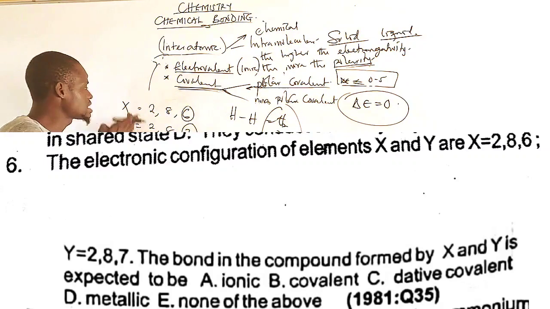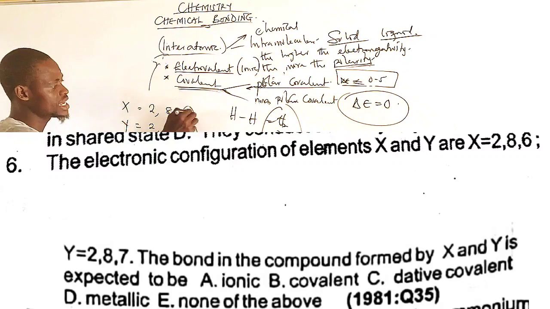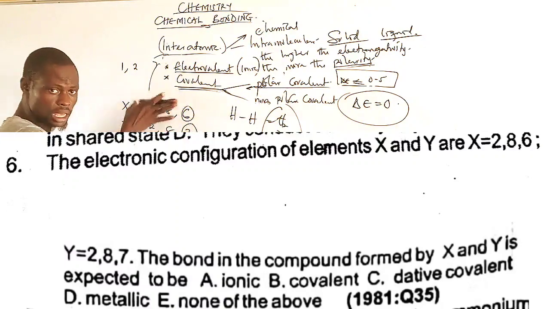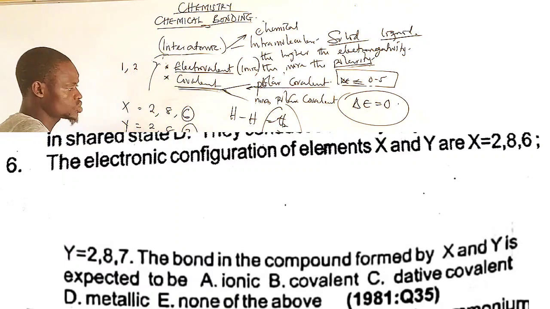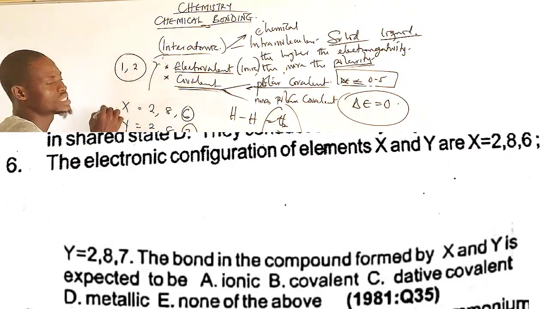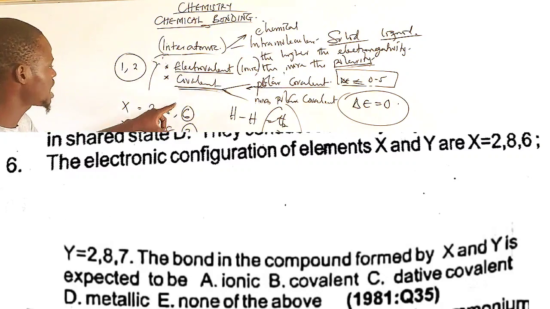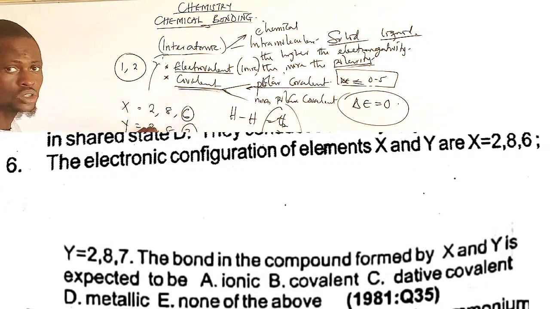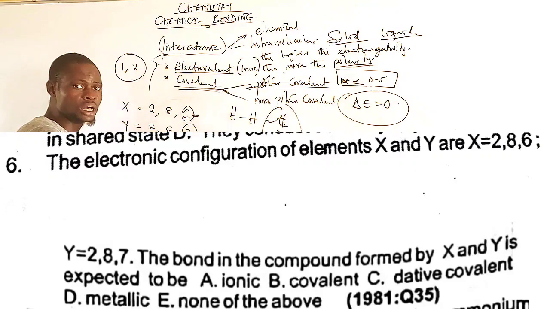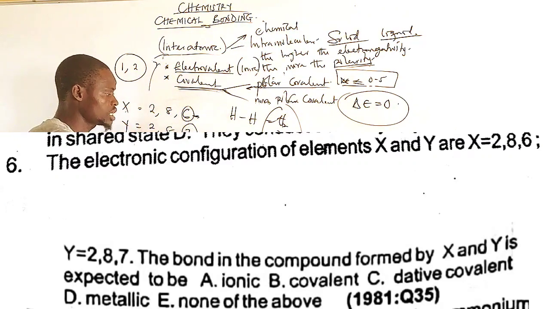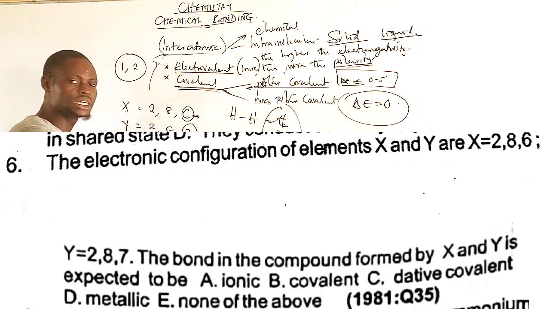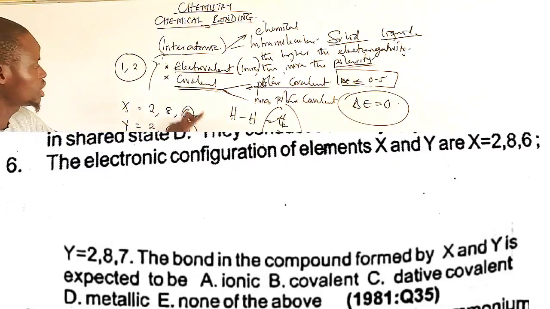If you want to know the bond that exists, this kind of question is very simple. If the valence electron of one of the atoms is 1 or 2, and the other is 6 or 7, then the bonding between them will be electrovalent. But if the valence electrons are 6 and 7, both of them are non-metals, because the valence electron indicates their group number. This shows elements in group 6 and group 7. From group 4 to group 7, they are all non-metals.